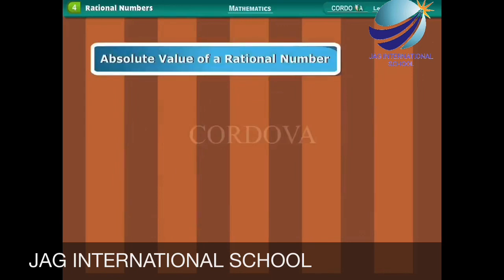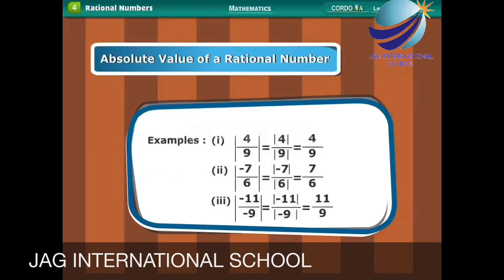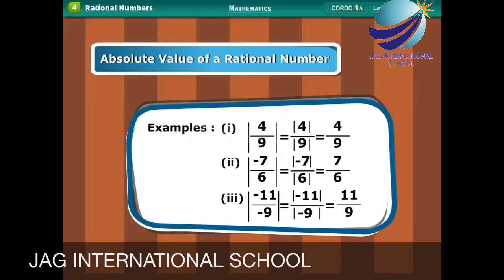Absolute value of a rational number. If P divided by Q is a rational number, then absolute value of P divided by Q is written as mod of P divided by Q is equal to mod of P divided by mod of Q. Examples: 1. Mod of 4 divided by 9 is equal to mod of 4 divided by mod of 9, which is equal to 4 divided by 9.